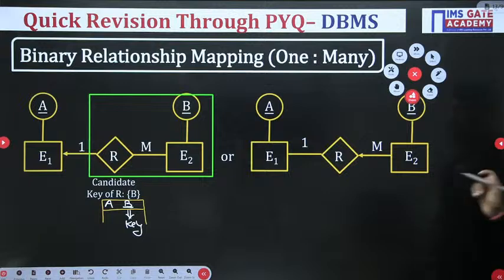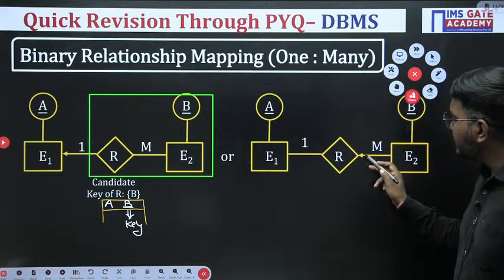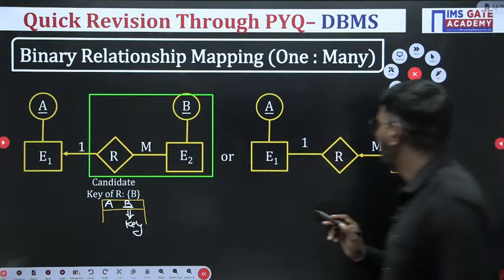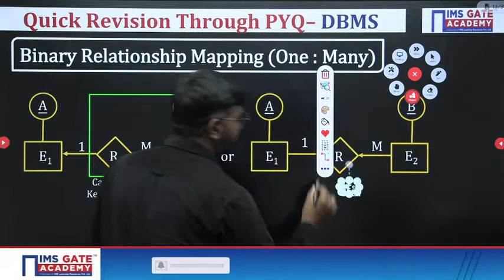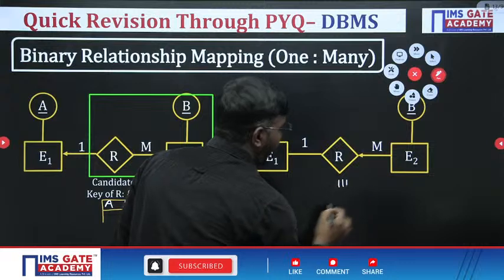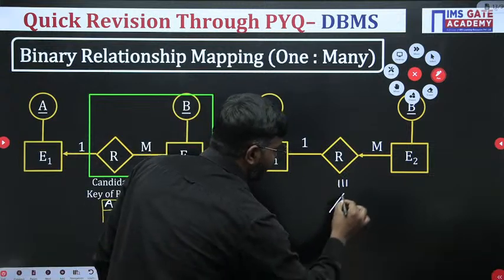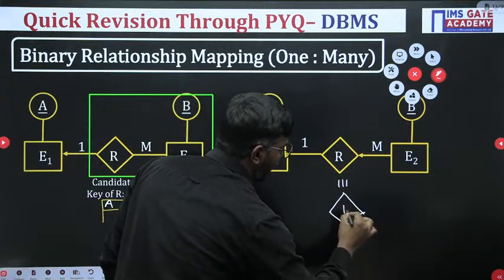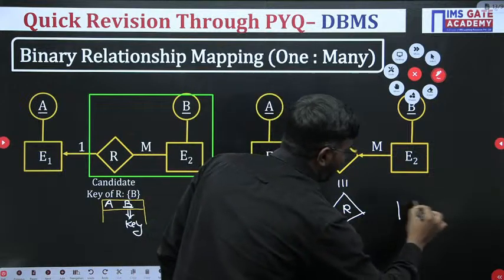Fine. So if something like this is given, you can extend this arrow to here and make an alternative diagram by extending the arrow. Fine. This is our relationship set R, and this is our entity sets.